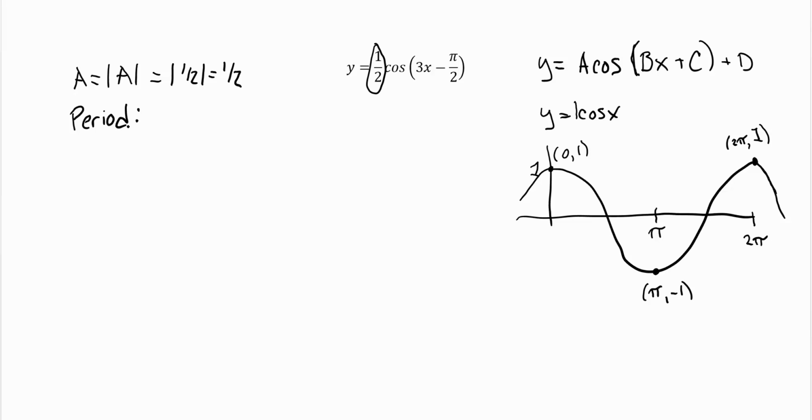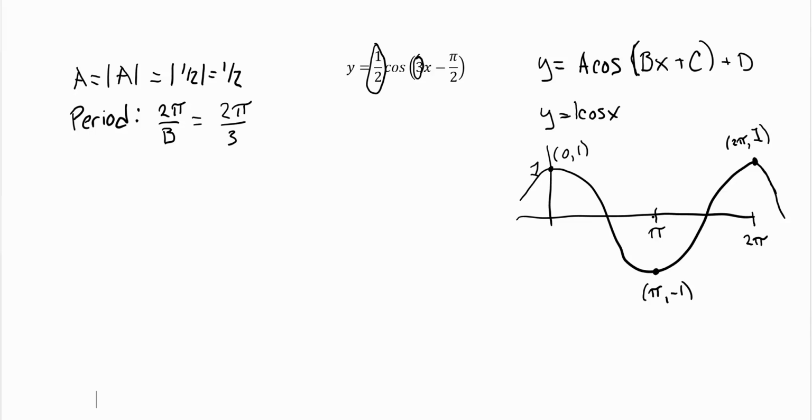For the period, we do 2 pi divided by b. And b is this number right here. So in our problem, it's 3. So our period for our graph is 2 pi divided by 3. That means that the graph completes one full cycle in 2 pi over 3 radians, or you could think of it as 2/3 pi.